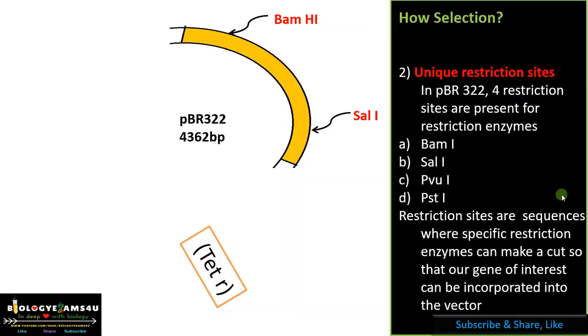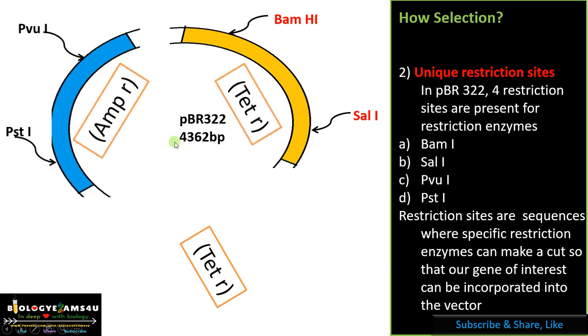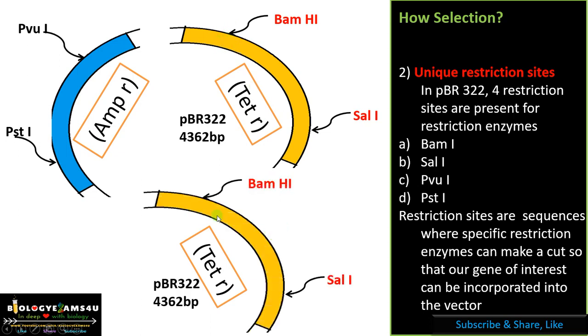Now let us see how this helps in selection. So this is the PBR322 vector. This is the ampicillin resistance region and this is the tetracycline resistance region, and there are restriction sites within these selectable marker regions. Suppose we are using BamHI restriction enzyme that is within the tetracycline gene sequence to insert our gene of interest. So we are making a cut using BamHI, then we are inserting our gene of interest.